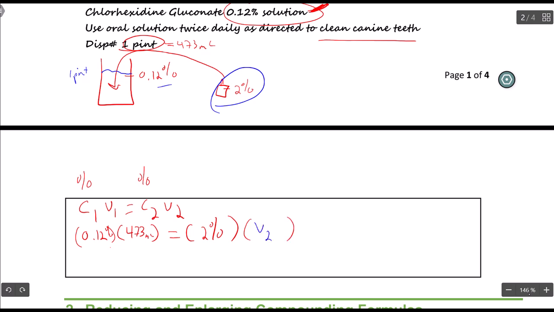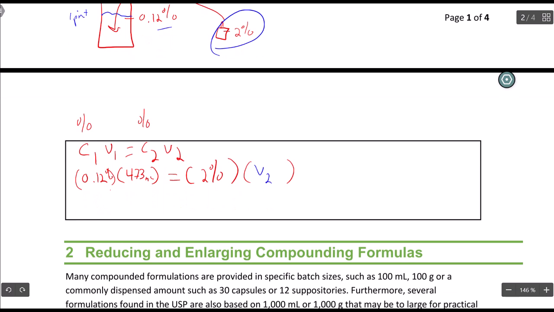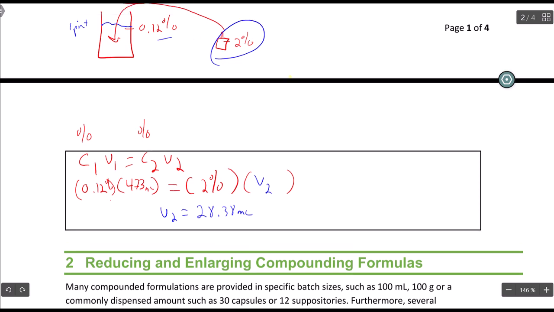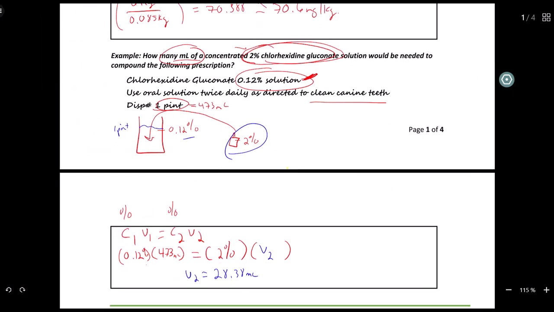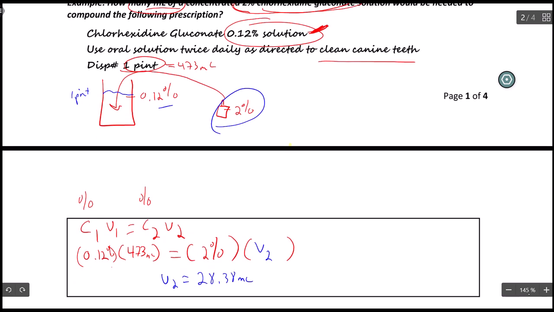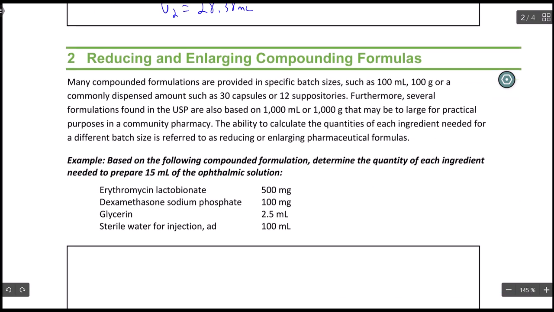So what's this V2? What is that going to be? When I do that out in my calculator, V2 should be equal to about 28.38 mLs. Meaning that I'm now going to take from this product here about 28 mLs out of here. So I'm going to fill up 28 mLs here. Then I'm going to QS the rest of it with water all the way up to the 473 mL mark. And that will give me a 0.12% solution of chlorhexidine gluconate.